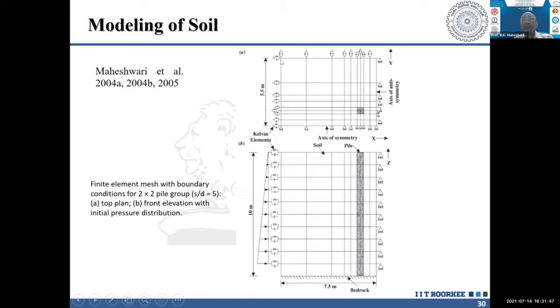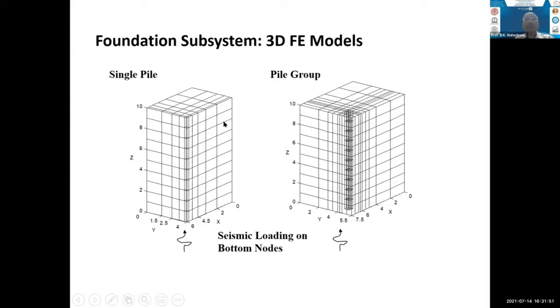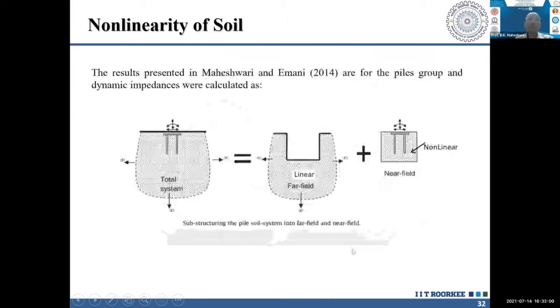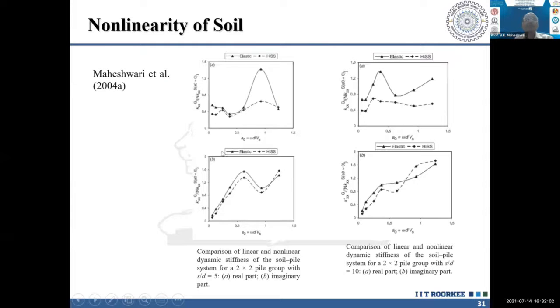And on the boundary we have this, but when you cut the system here, a 1/4 model is used to decrease the computation time. Then it is important that you apply the appropriate boundary of symmetry and axis of antisymmetry. So these are some of the results here, which are published.